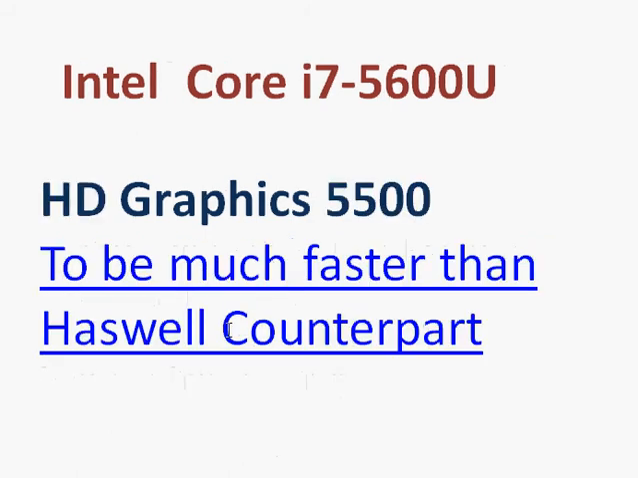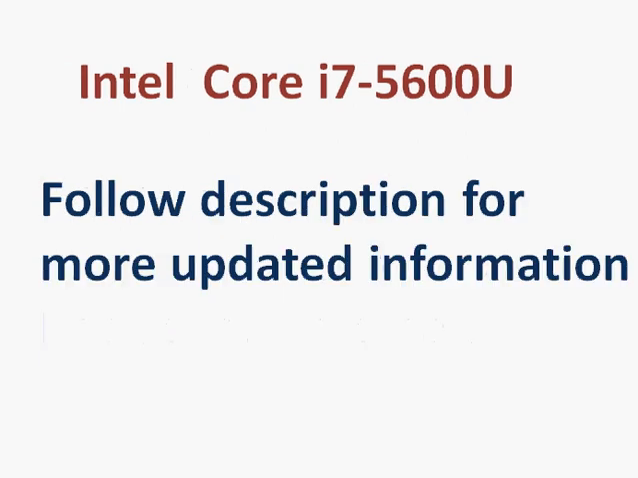So this 5600U comes with the HD Graphics 5500, and Intel has adopted a nomenclature where this number 5500 reflects a proportional increase in the performance. For example, 5500 is going to be less in performance compared to 6000 or 6100, but it's better in performance compared to HD Graphics 5000. So I hope this gives you a very broad overall idea of what the i7-5600U is.